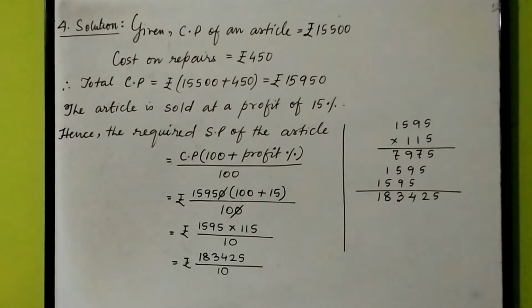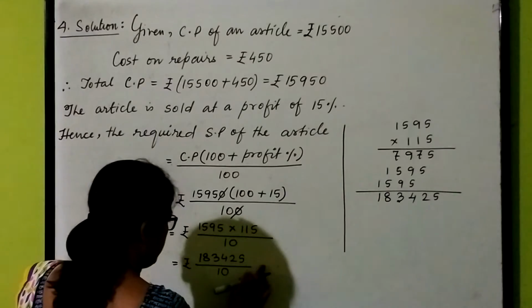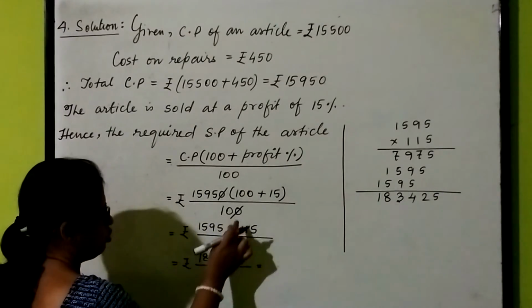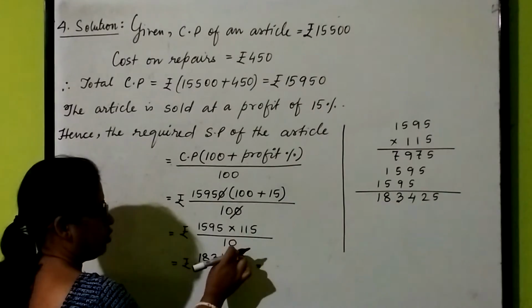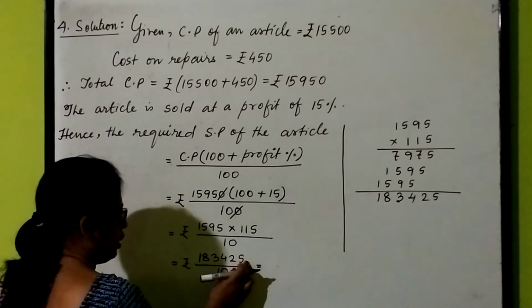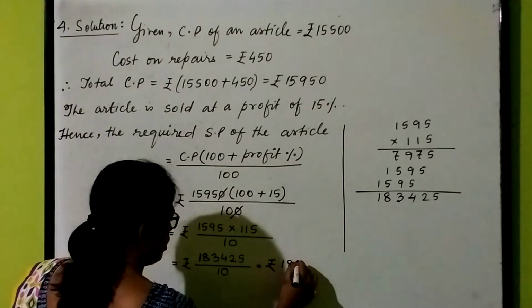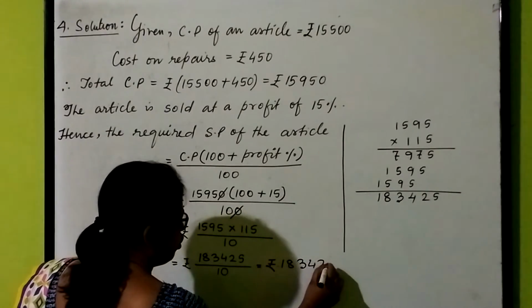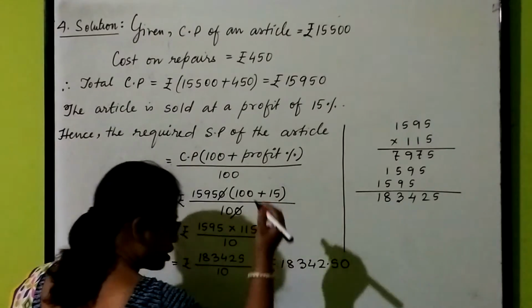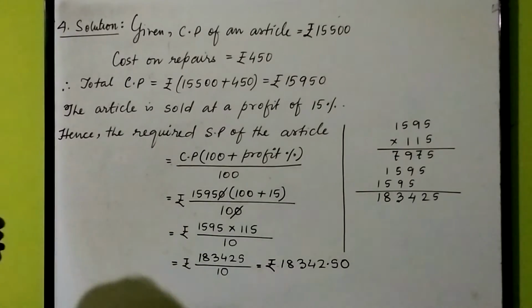Now see, my dear students, we have got the product. See this one. So what comes as the answer? Divide by 10. We have not cancelled. We could have cancelled this by 5, but division by 10 is the easier one. Now the decimal point will come here. That means it will come as rupees 18,342.5. You don't write it like this. Let us give a 0 to make it 2 places. So this is your answer.